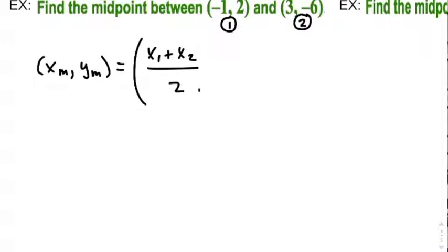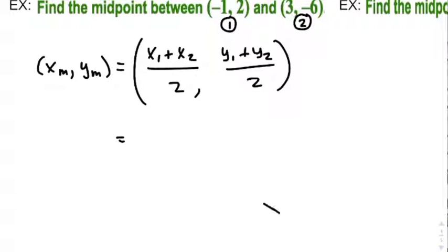To recall our formula, the midpoint is a coordinate point, so it has to have an x and y value. The x value is found by taking the x's and averaging them together, meaning adding them together and then dividing by 2. And our y coordinate will be found by adding the y numbers together and then dividing by 2, because that's how we average the y's.